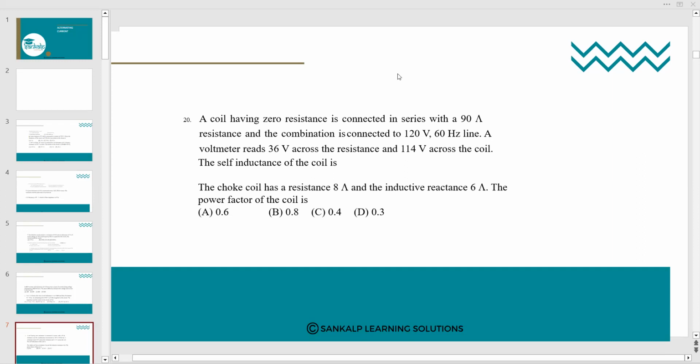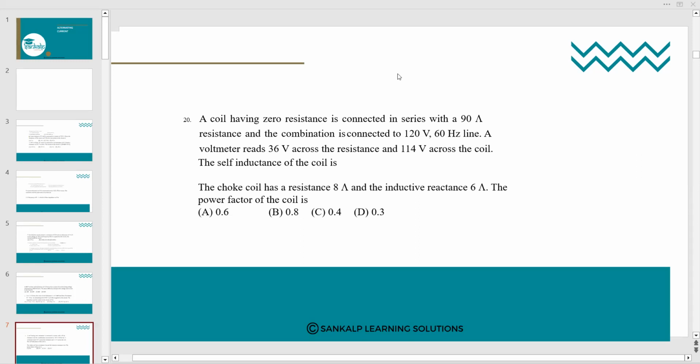A coil having zero resistance is connected in series with a 90 ohm resistance and the combination is connected to a 120 volt, 60 hertz line. A voltmeter reads 36 volt across the resistance and 114 volt across the coil. The self-inductance of the coil is? So here they are asking the self-inductance of the coil. Let us see how to calculate it.